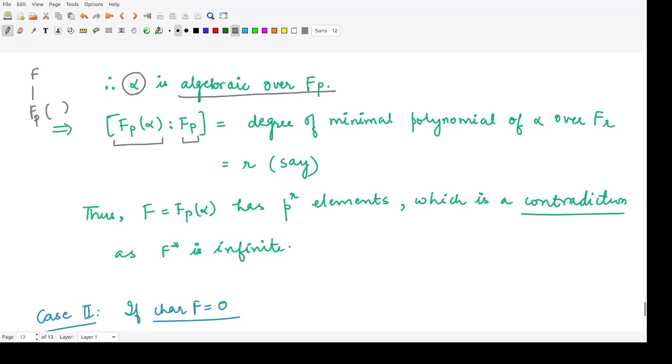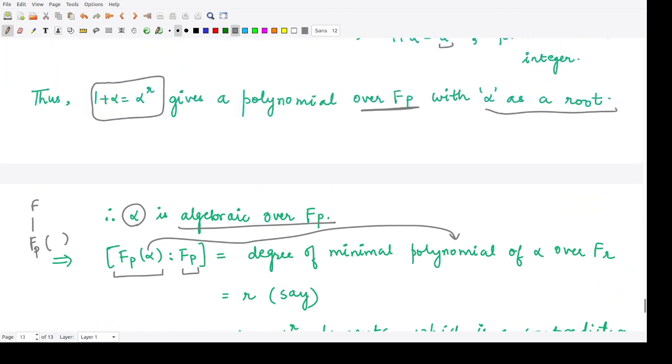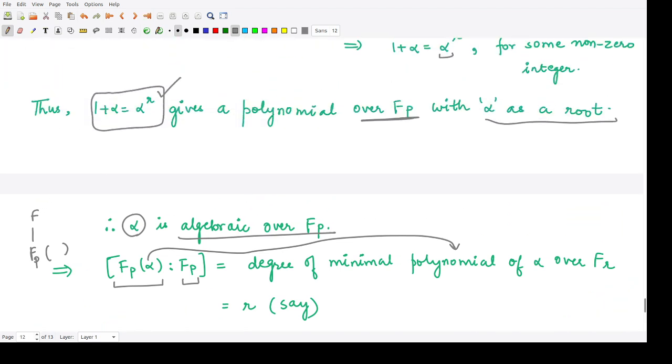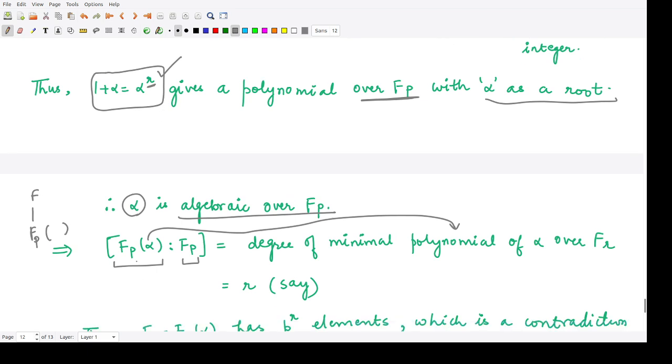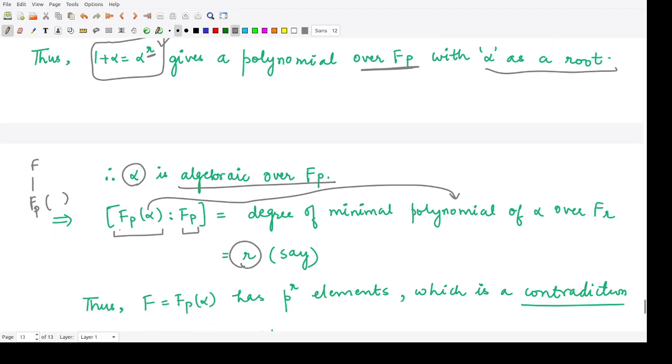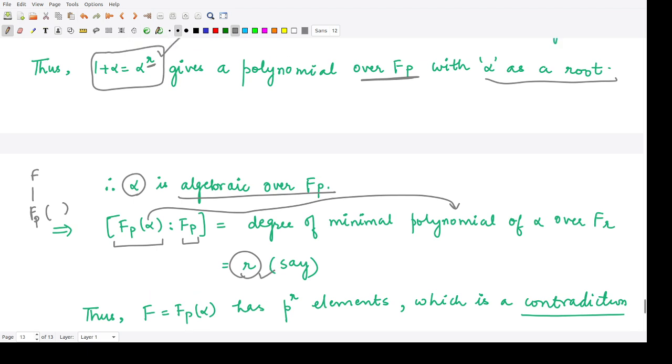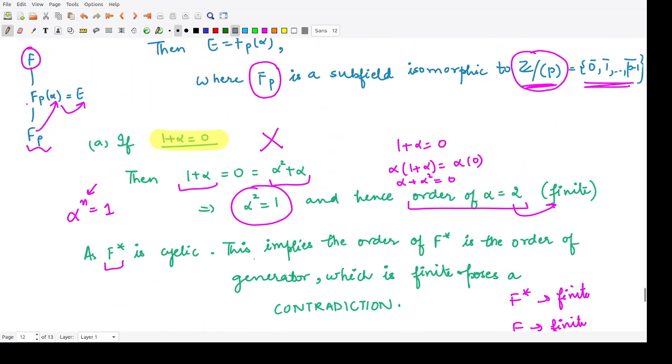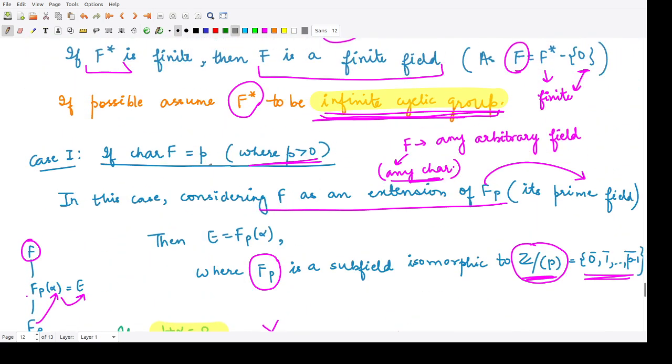So what would be that? That would be the degree of the minimal polynomial constructed by this alpha. And what is the minimal polynomial constructed by this alpha? This is this polynomial. So accordingly, we would have the degree of this polynomial as r. So the degree of this extension field Fp(alpha) over Fp is r. Now if the degree of some finite extension is equal to r, and the characteristic of that extension field is equal to p, because in this case we consider it to be p.